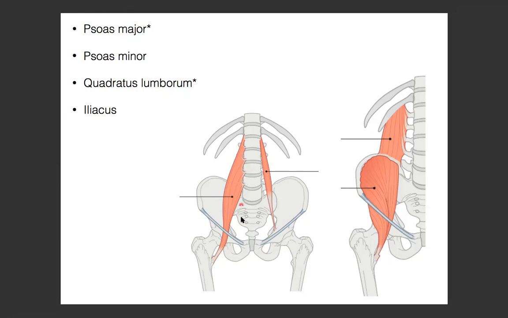So this is the psoas major. This is the psoas minor. The quadratus lumborum. Or the iliacus. Let me show them again. This is the psoas major. This is the psoas minor. The quadratus lumborum. The iliacus. So these are the 4 muscles. We'll be talking about the psoas major and quadratus lumborum for today.